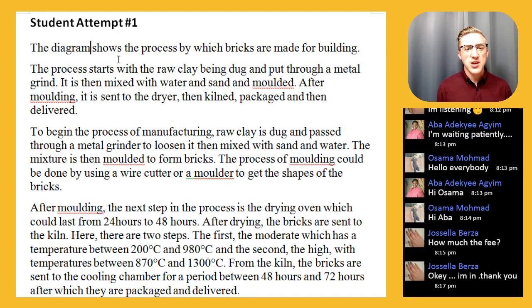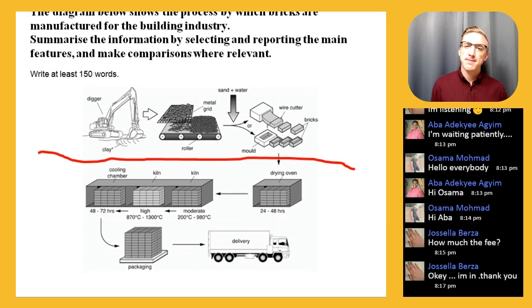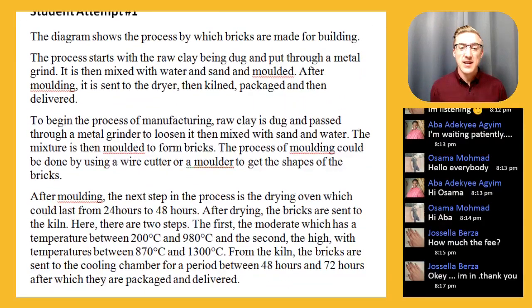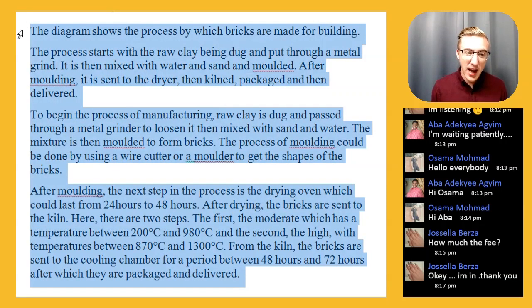We see the 4 pieces. So let's start with the introduction. The diagram shows the process by which bricks are made for building. Let's check the original. The process by which bricks are manufactured for the building industry. You'll want to paraphrase more than that. For one thing, the examiner, when they read this, anything that is directly the same as the prompt will not be counted in the word count.